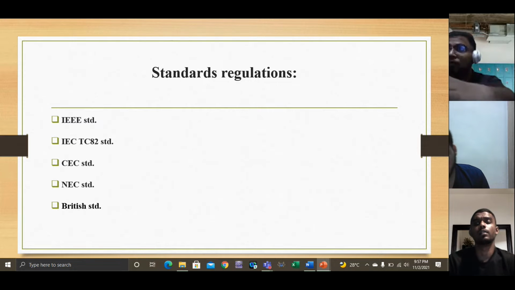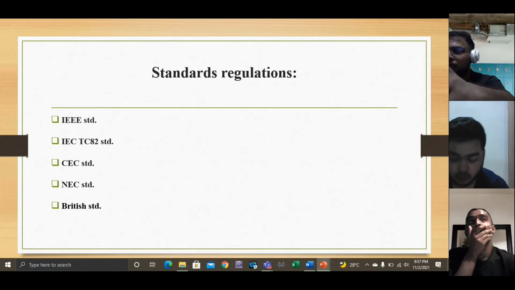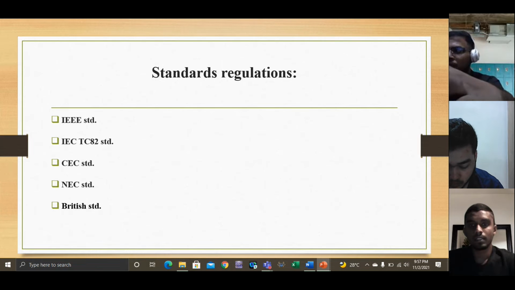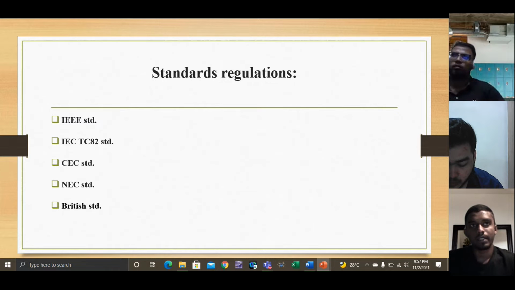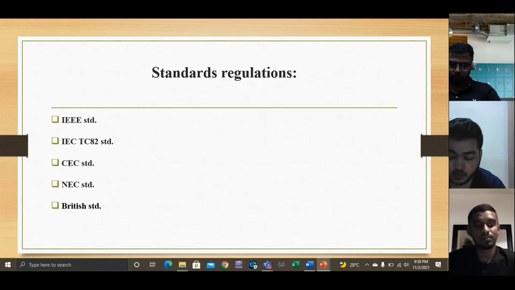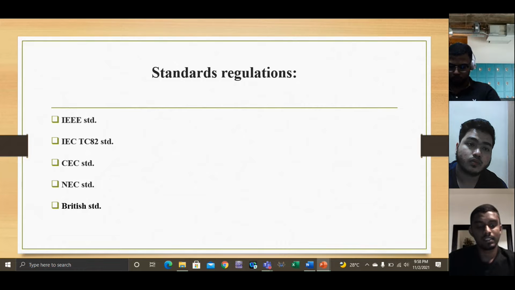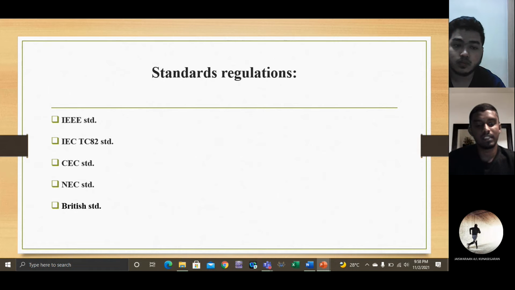Next is the standard regulation. In any electrical project that is being built or run, everything has to have standard regulation. To build a solar CSP system, there are 5 standard regulations that are needed so that it can be run. First is the IEEE standard. The IEEE standard is a method for properly sizing the PV array and battery for standalone PV systems.